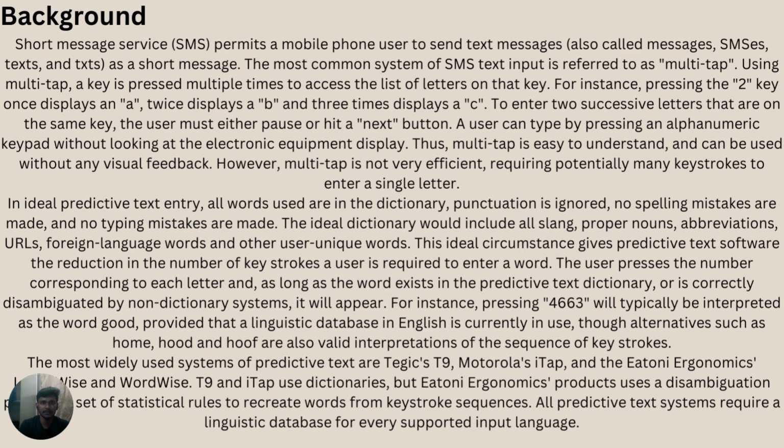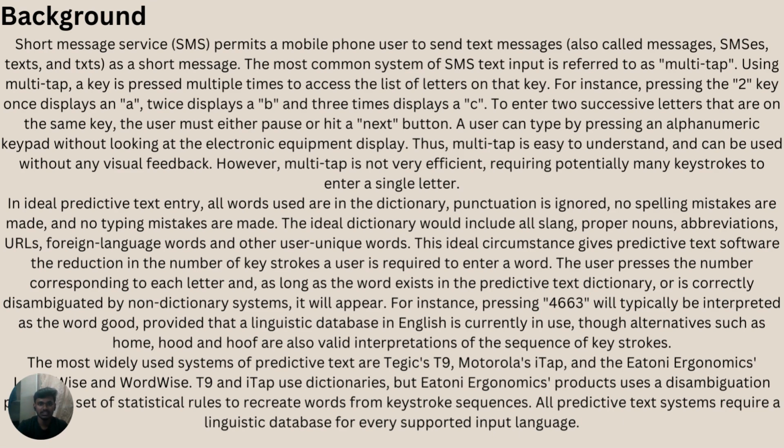The user can type by pressing an alphanumeric keypad without looking at the electronic device display. Thus, multi-tap is easy to understand and can be used without any visual feedback. However, multi-tap is not very efficient, requiring potentially many keystrokes to enter a single letter. In ideal predictive text entry, all words used are in the dictionary, punctuation is ignored, no spelling mistakes are made, and no typing mistakes are made. The ideal dictionary would include all slang, proper nouns, abbreviations, URLs, foreign language words, and other user unique words.